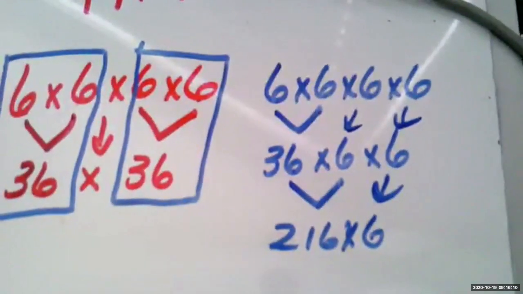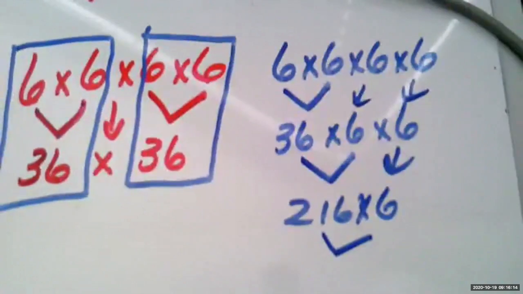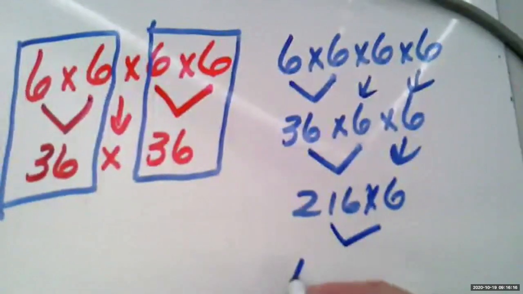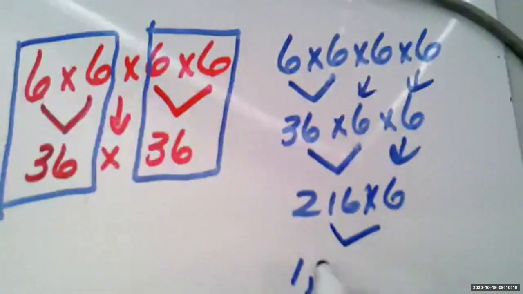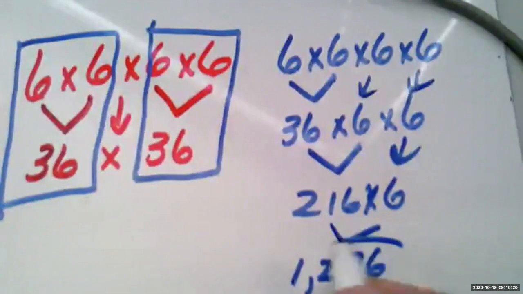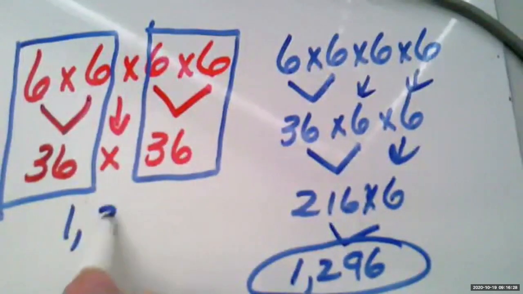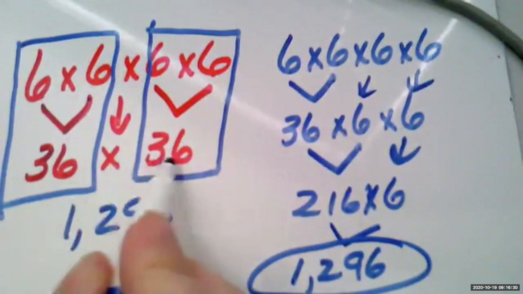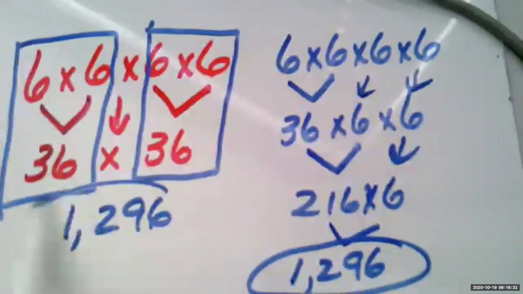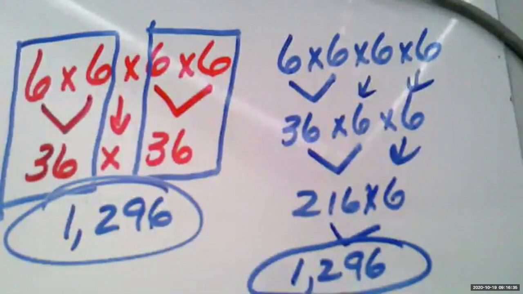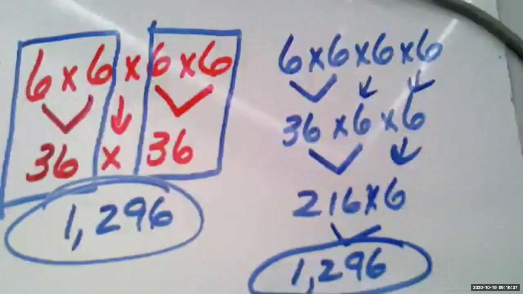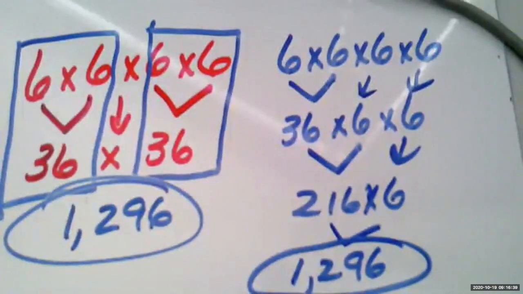Okay? And at the end, if you multiply 216 times 6, your final answer is 1,296. Okay? For all of you who got 1,296, no matter which way you solve it, you can take 36 times 36 and still get the same answer. Repeated multiplication. We're going to work more on this over the next few days, just so you get a better hang of it.